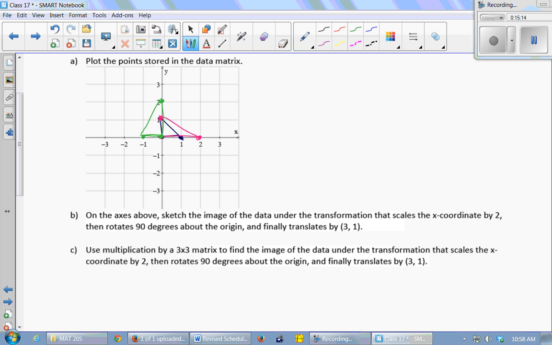So that's after 2 transformations: scaled x, rotated about the origin, then finally translate it by (3, 1). That means right 3, up 1. So we take each point and go right 3. Oops, I forgot to go up 1. Right 3 and up 1. So my triangle lands here. This is my final transformation. It's just 3 points. I was just doing a triangle to help me visualize it. It's really just 3 points.